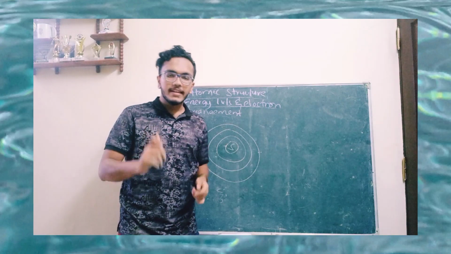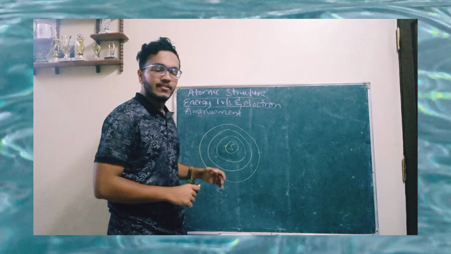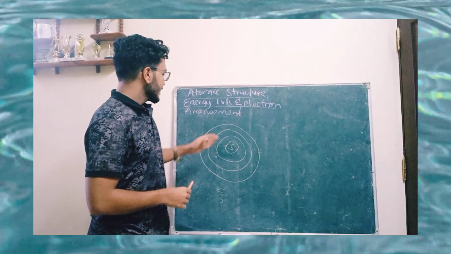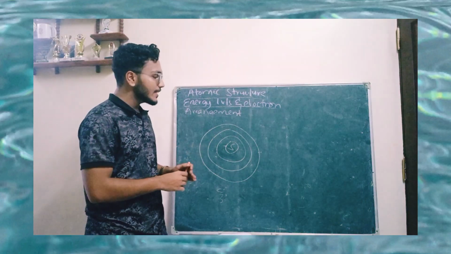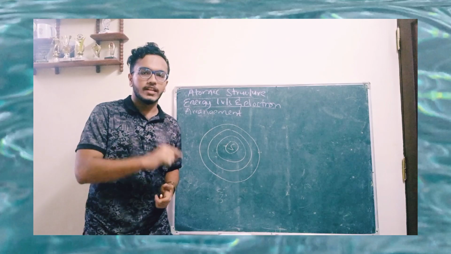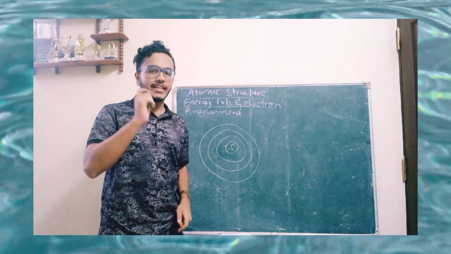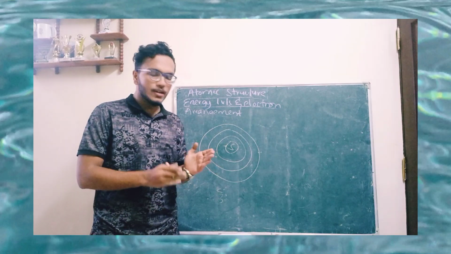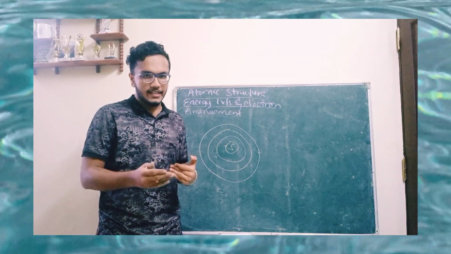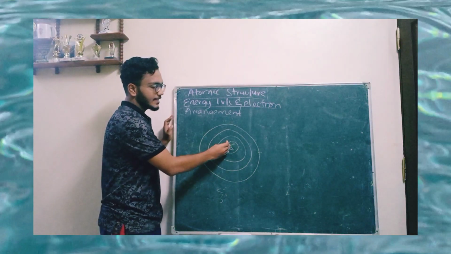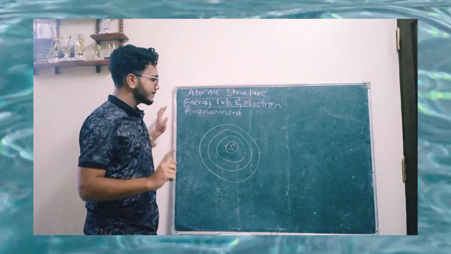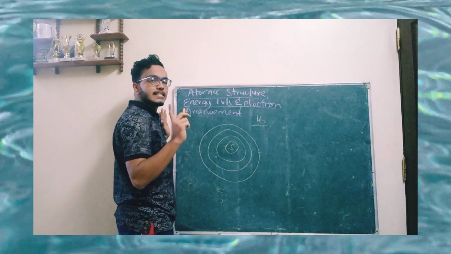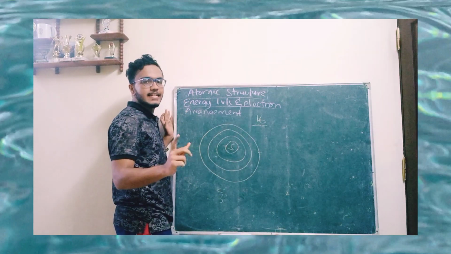Now, how many electrons does sulfur have? How do we know that? We check the number of sulfur in the first 20 elements. The number of sulfur will give us the number of protons, and the number of protons is always equal to the number of electrons. We already discussed that. So, sulfur is number 16, atomic number 16. So it has 16 protons and 16 electrons.